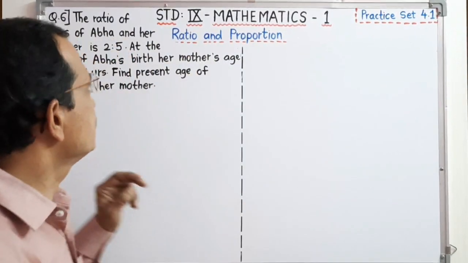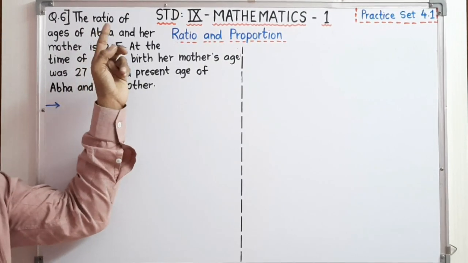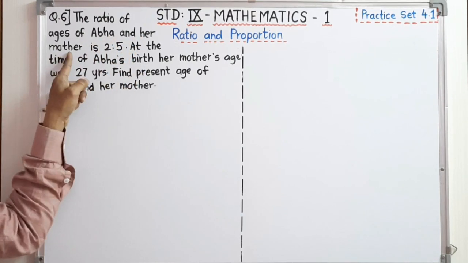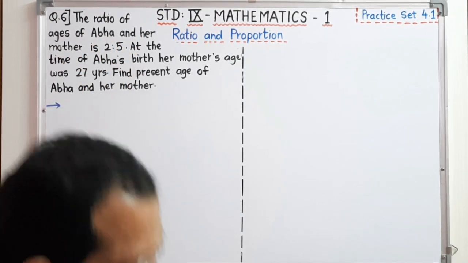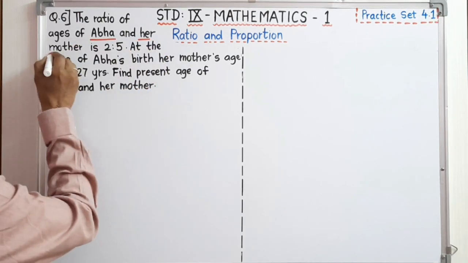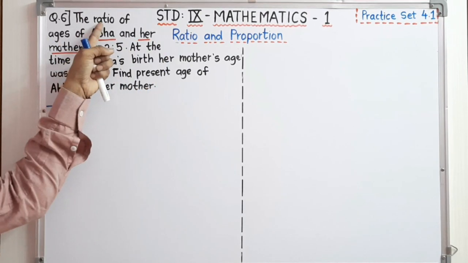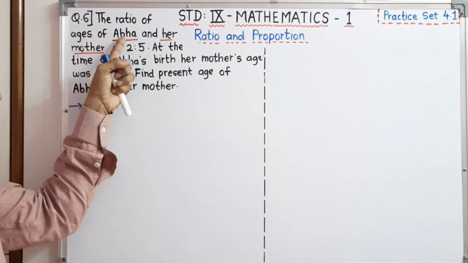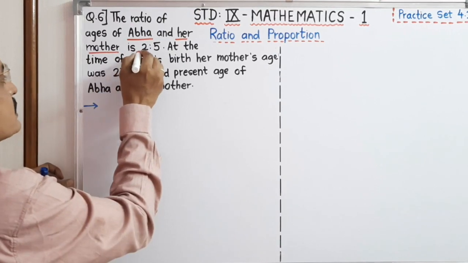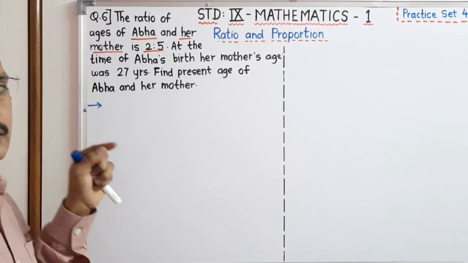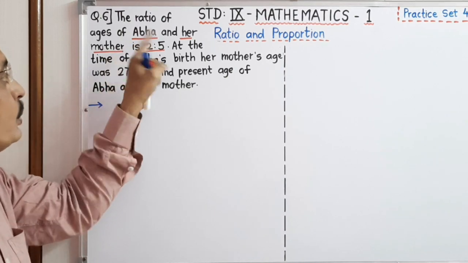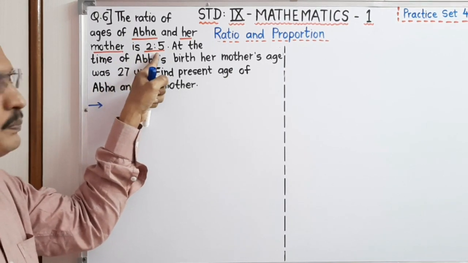Dear student, see question number 6. The ratio of age of Abha and her mother. Here, see dear students, Abha and her mother. The ratio of age of Abha and her mother is 2:5. Two persons are there. One is Abha and another is her mother. The ratio of Abha to her mother is 2:5.